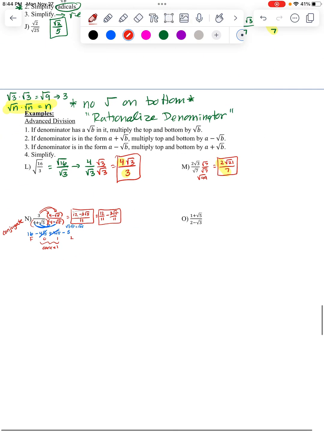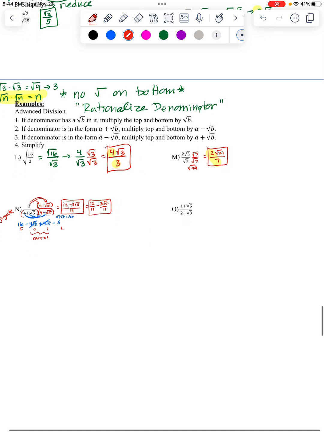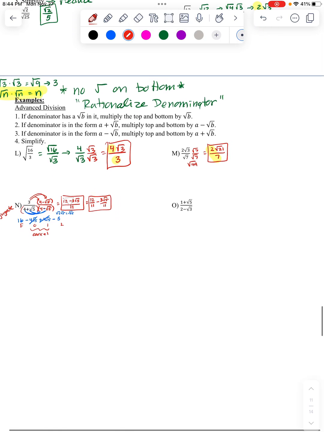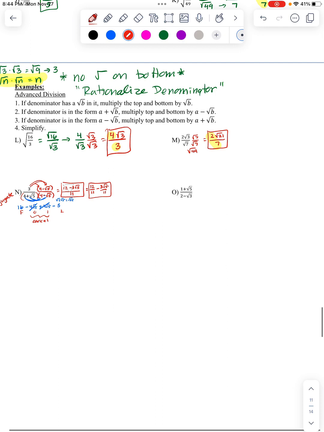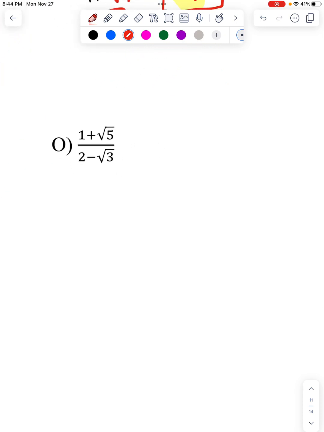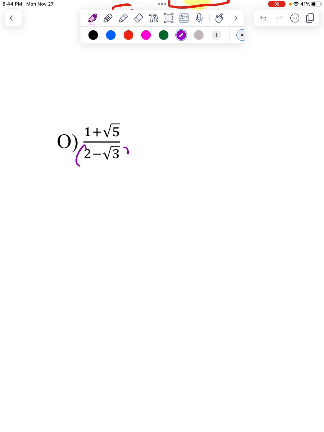So those do get a little messy. This last one is going to be like the king of messiness because I'm going to end up having to FOIL the top and the bottom. So in order to get rid of a 2 plus root 3, I'm going to go ahead and use that conjugate, 2 plus. So I had a minus, now I used a plus. Whatever I multiply the bottom by, I have to do the top as well. So the unfortunate part in this problem is the top and the bottom are going to FOIL.